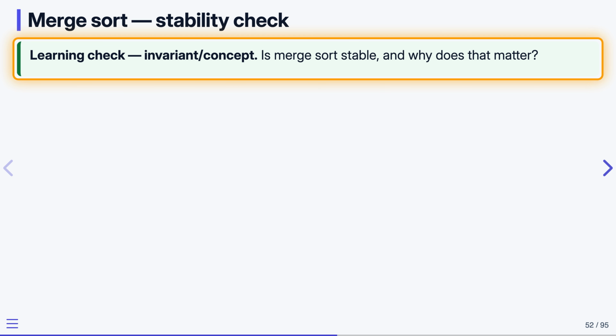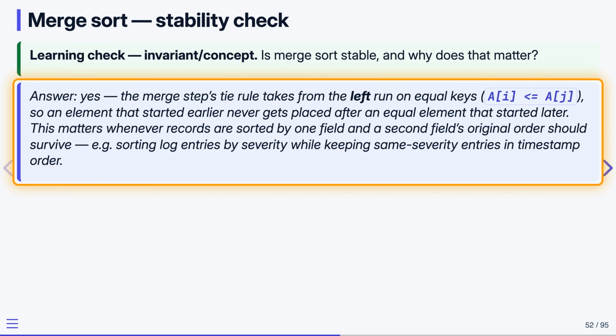A second check, this one about the invariant. Is merge sort stable, and why does that matter? Pause and think. The answer is yes. The merge step's tie rule takes from the left run on equal keys, using less than or equal. So an element that started earlier never gets placed after an equal element that started later.